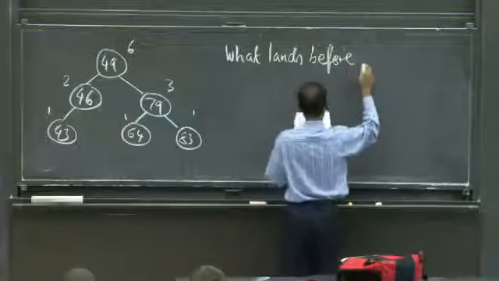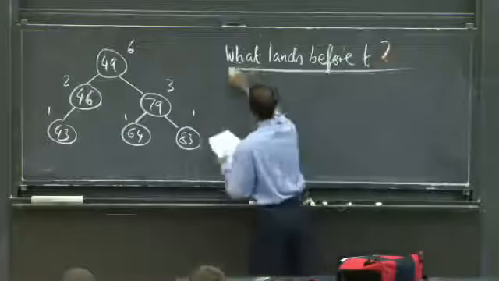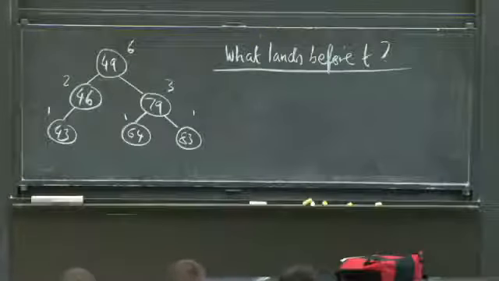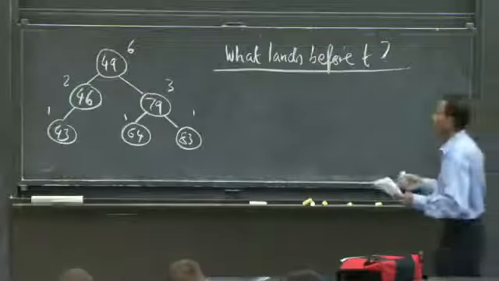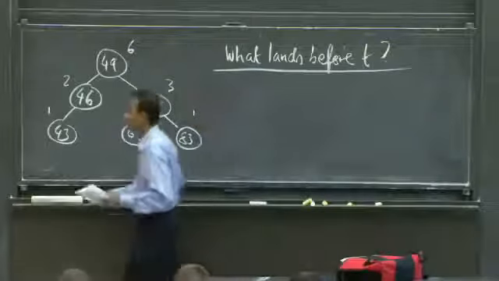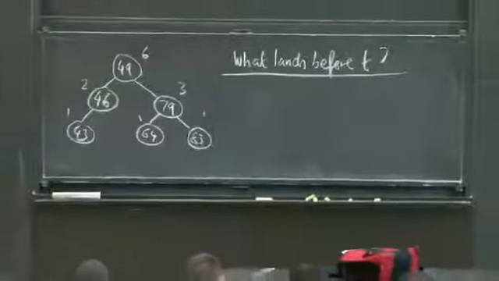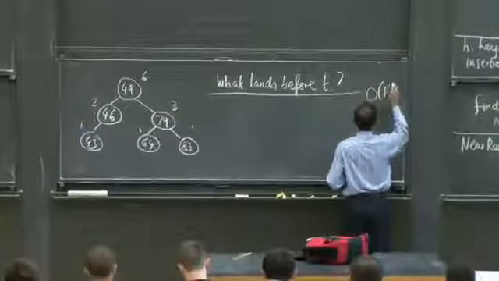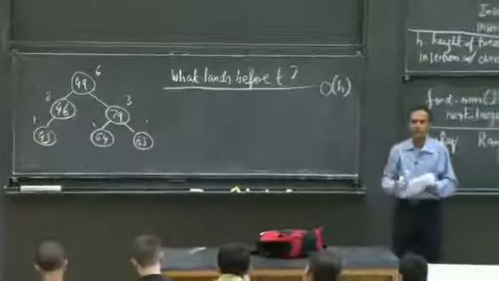So what I want is what lands before T. All right? And how do I do that? Give me an algorithm that would allow me to compute, in order h time, I want to do this in order h time, what lands before t? Someone?